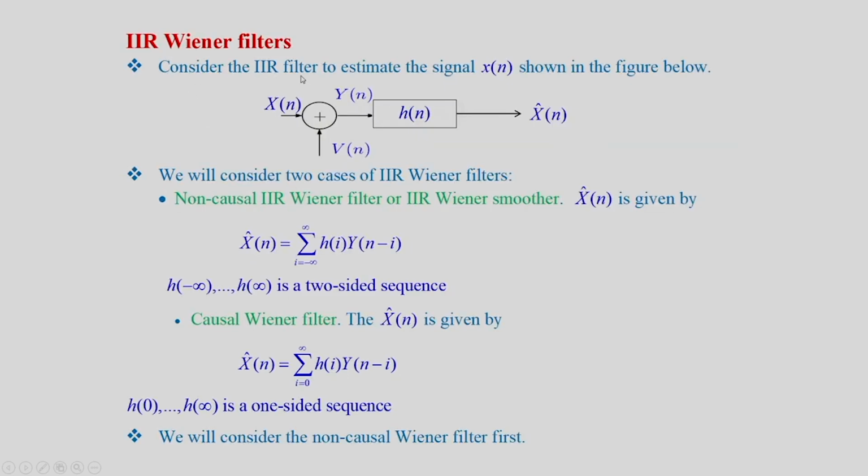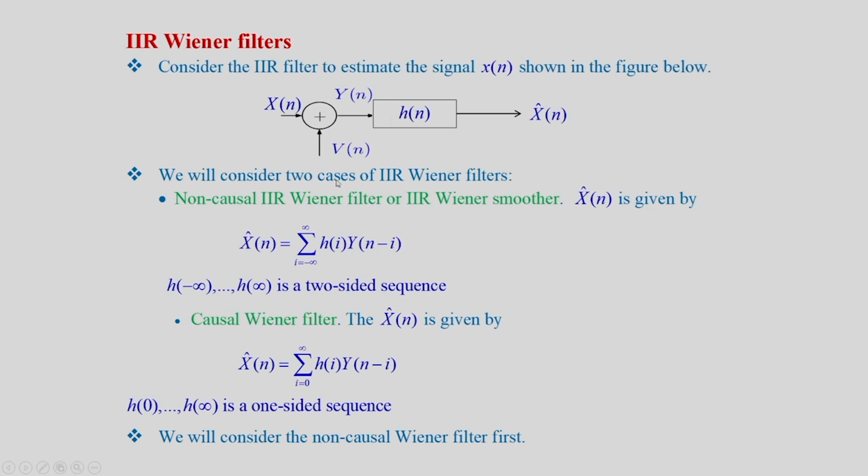Consider the IIR filter to estimate signal x[n] shown in the figure below. This is the filter. Suppose this is x[n] plus v[n], that is y[n], and this is filtered by an IIR filter to get x̂[n]. And this h[n] is an infinite duration sequence.